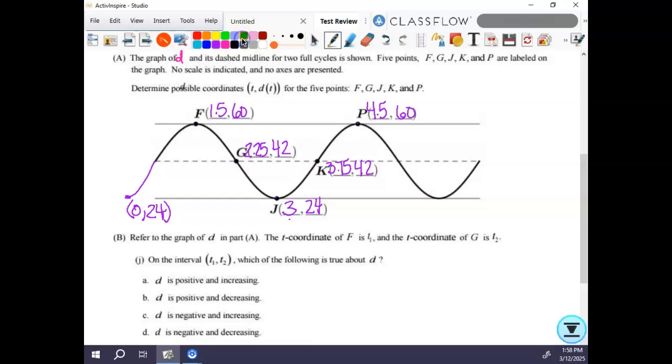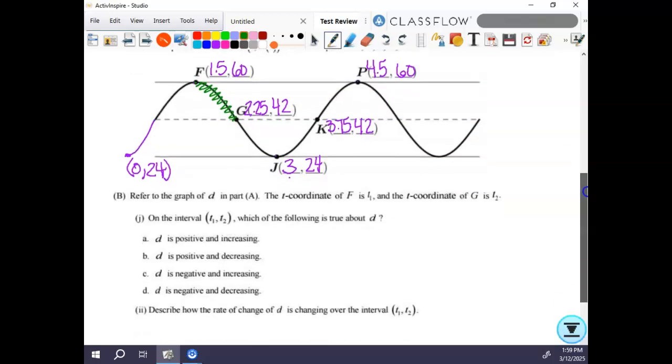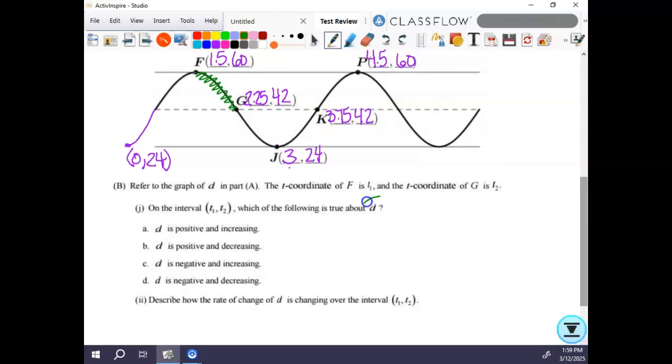So then it says to refer to the graph of D in part A, the t coordinate for F, so here we're talking about F, is T1, G is T2. So we're looking at this part of the graph. And it says, on the interval from T1 to T2, which of the following is true about D?